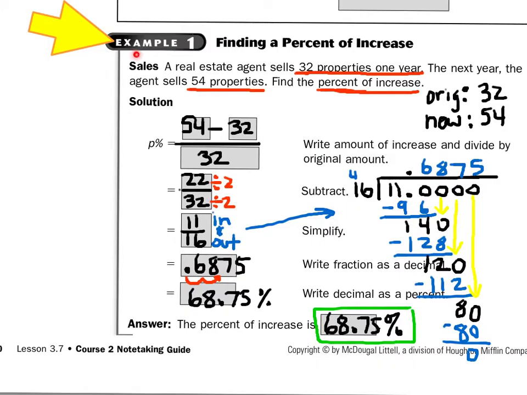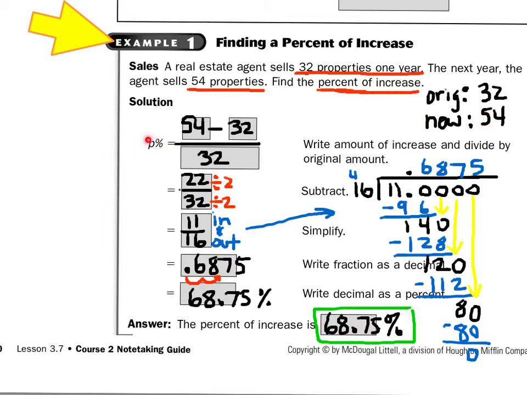All right, you guys, so let's talk about example 1, finding a percent of increase. Here's a situation. A real estate agent sells 32 properties one year. The next year, the agent sells 54 properties. Find the percent of increase. So the original amount that they sold was 32. The new amount that they sold is 54. So now we're going to plug that in.